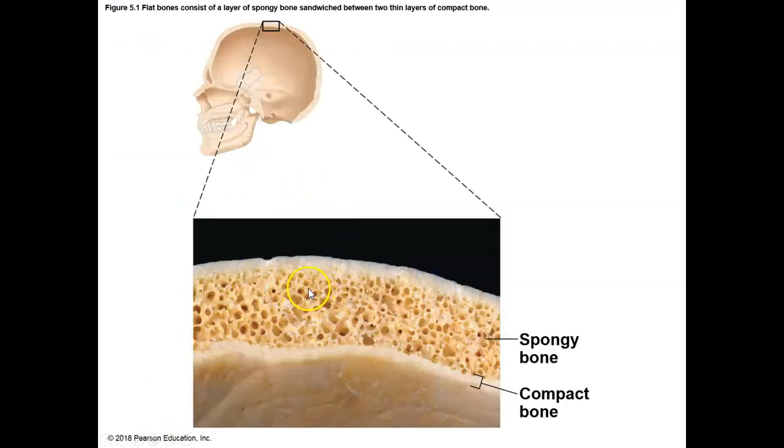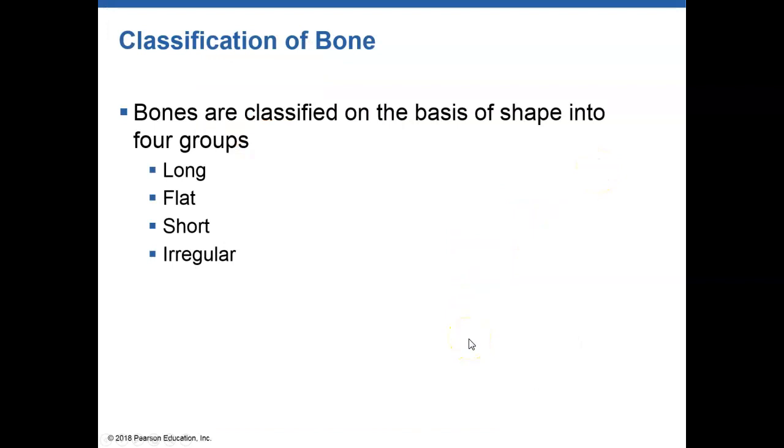Here's spongy bone right there, and then you can see compact bone there and there. So super, super strong, hard, compact, and then much more open with a lot of open spaces here for that spongy bone. Compact bone and spongy bone are both needed to make up our skeleton. So we can't just have compact bone only or spongy bone only.